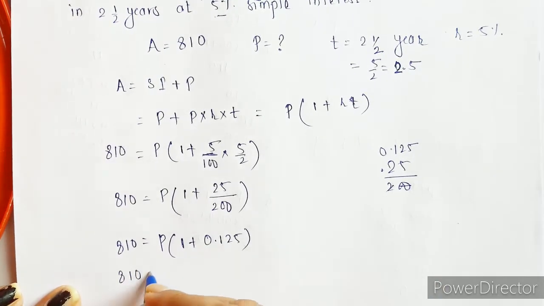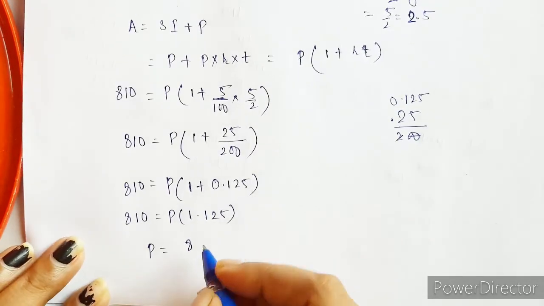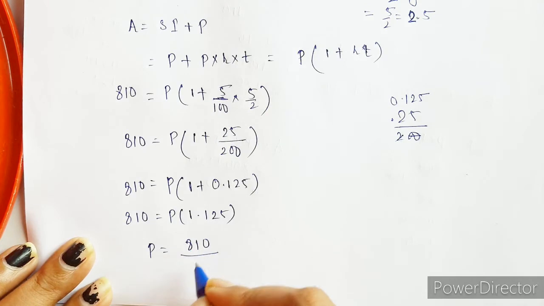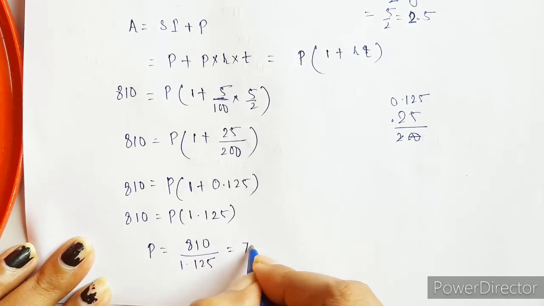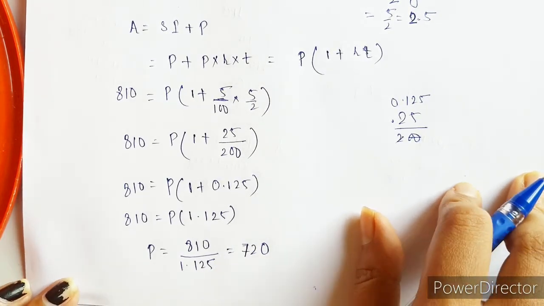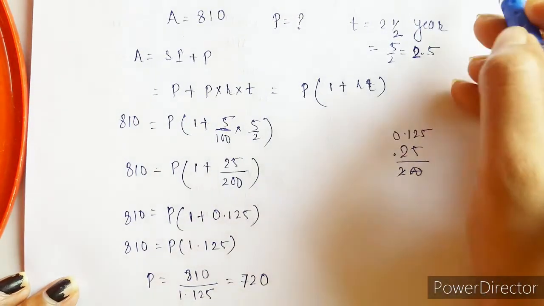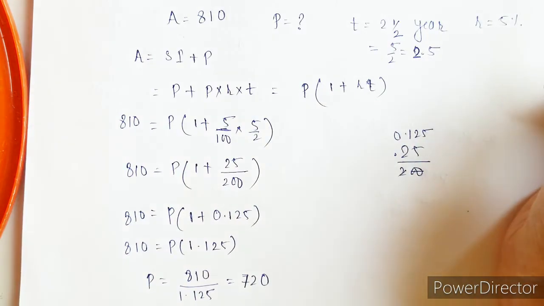This will be 810 equals P times 1.125. The principal amount is nothing but 810 divided by 1.125, which is nothing but 720. So if we are investing 720 rupees at the rate of interest 5% for 2.5 years, then only we are going to get 810 rupees after 2.5 years.